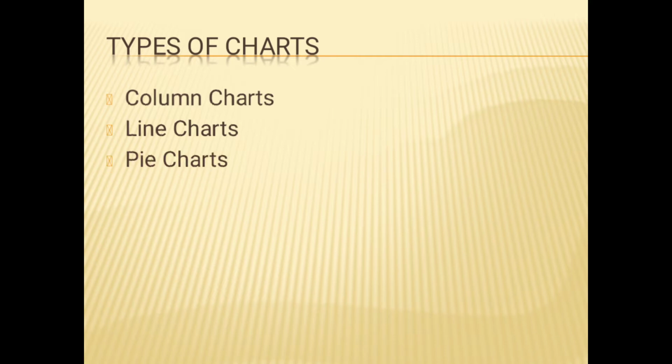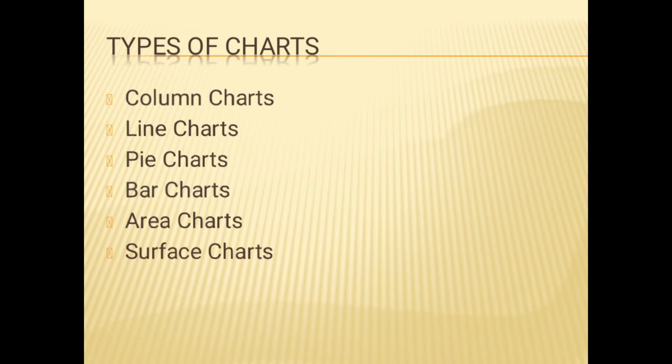Types of chart. Excel has a variety of chart types. Some of the different types of charts available in Excel are column charts, line charts, pie charts, bar charts, area charts and surface charts.